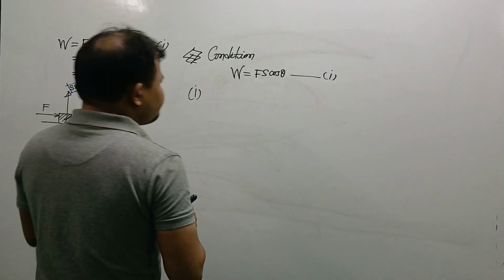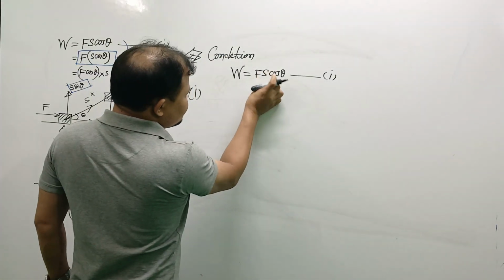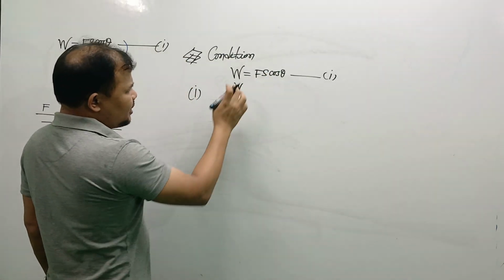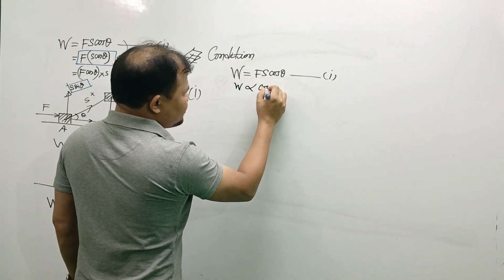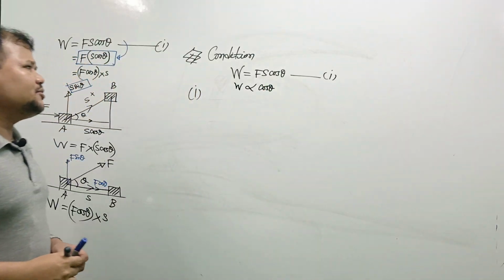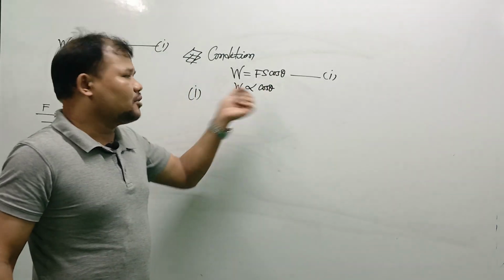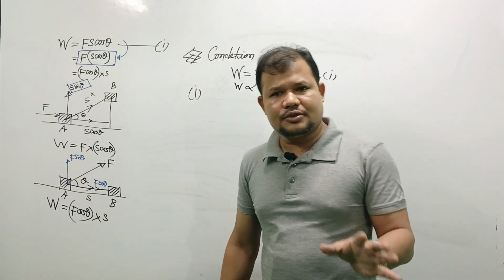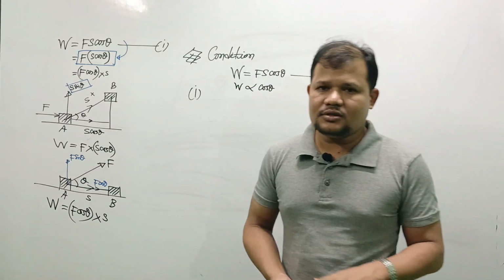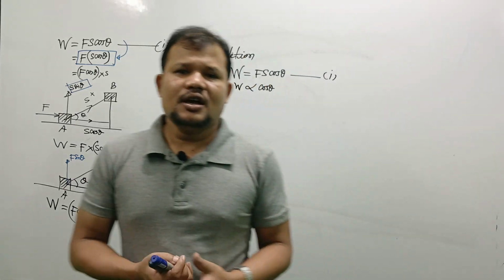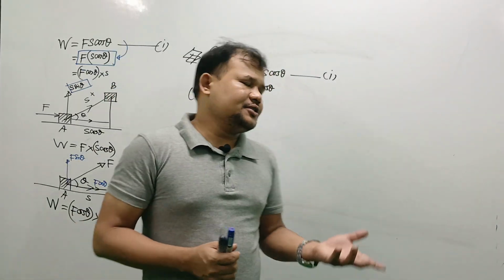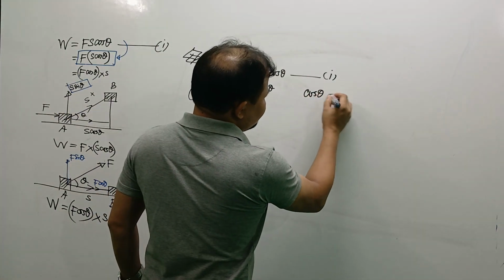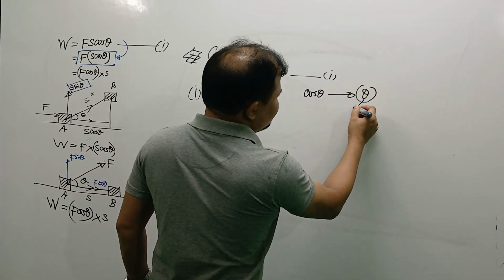Okay, if these two things are constant, we can remove these two parts and write this equation. So work done actually depends upon the value of cos theta. If the value of cos theta increases, then work done also increases in the case of a constant force. If the value of cos theta decreases, then work done will decrease. And the value of cos theta depends on the value of theta.